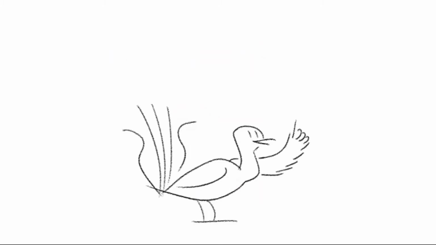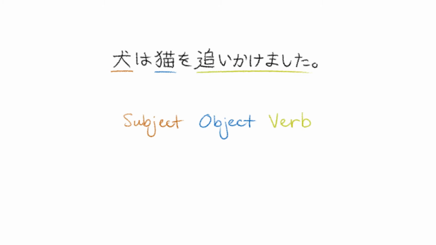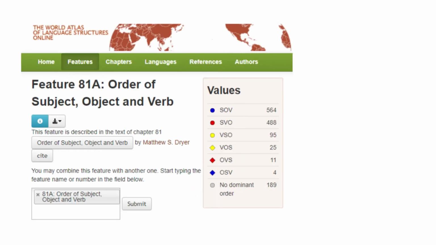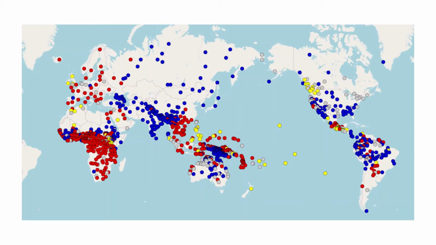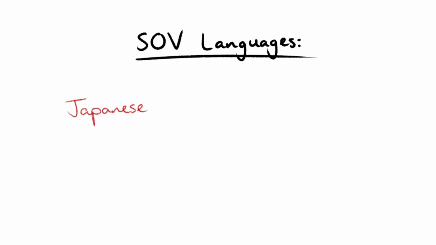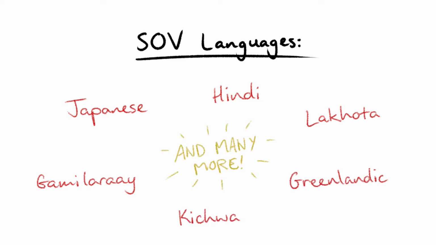The prize for the most commonly used word order would have to go to languages that list off the subject and the object together and then place the verb at the end of the sentence, the subject-object-verb construction, SOV. The World Atlas of Language Structures identifies 564 different languages that follow this word order, making up almost 41% of all the languages surveyed. Basically all of the blue dots you see on this map are an SOV language. These languages include, but are not limited to, Japanese, Hindi, Lakota, Gamilaraay, Quechua, Greenlandic, and once again literally too many languages to list here.